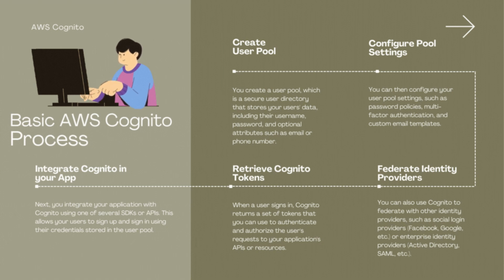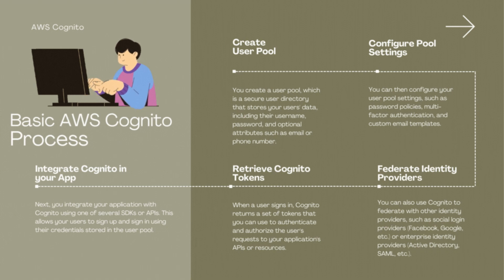Then the second step will be to configure your user pool settings, such as password policies, multi-factor authentication, and custom email templates. The third step will be to integrate your application with Cognito using one of several SDKs or APIs. We all know the meaning of SDK or API. This allows your users to sign up and sign in to their accounts stored on your user pool, that is, using the credentials stored on your user pool.